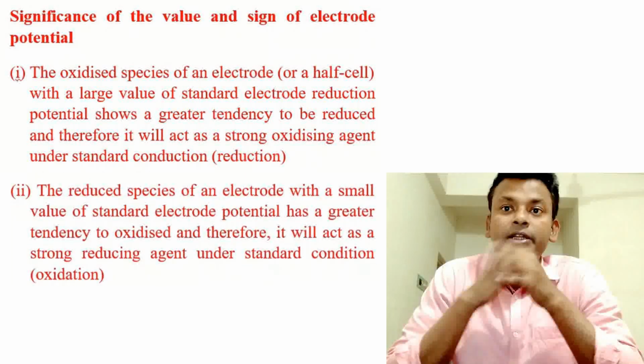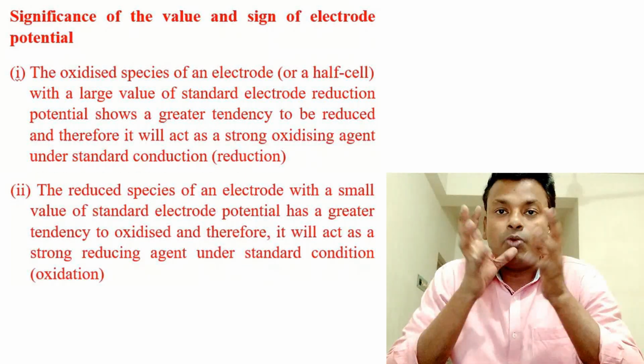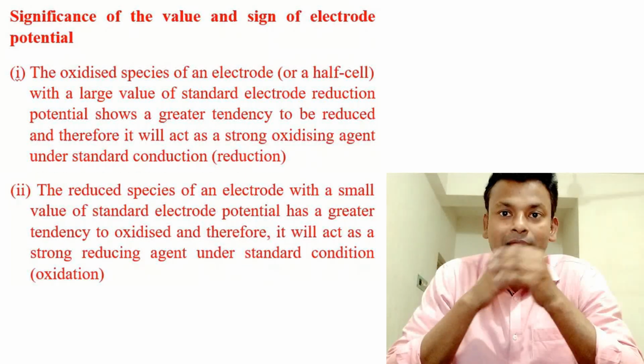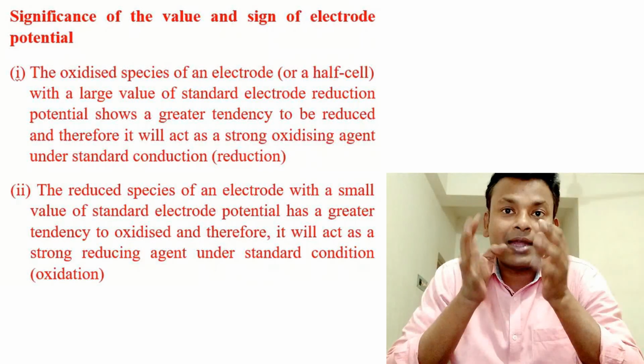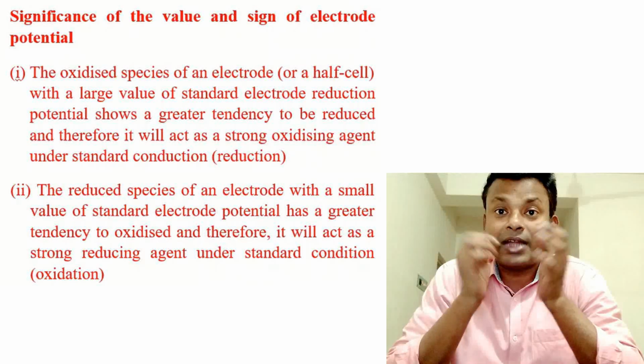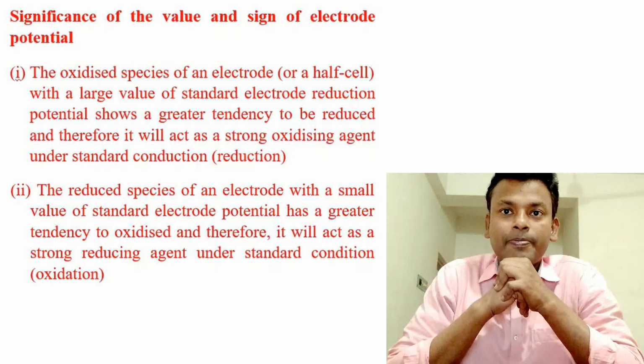Point 2. The reduced species of an electrode with a small value of standard electrode potential has greater tendency to oxidize, and therefore it will act as a strong reducing agent under standard condition, that is oxidation.